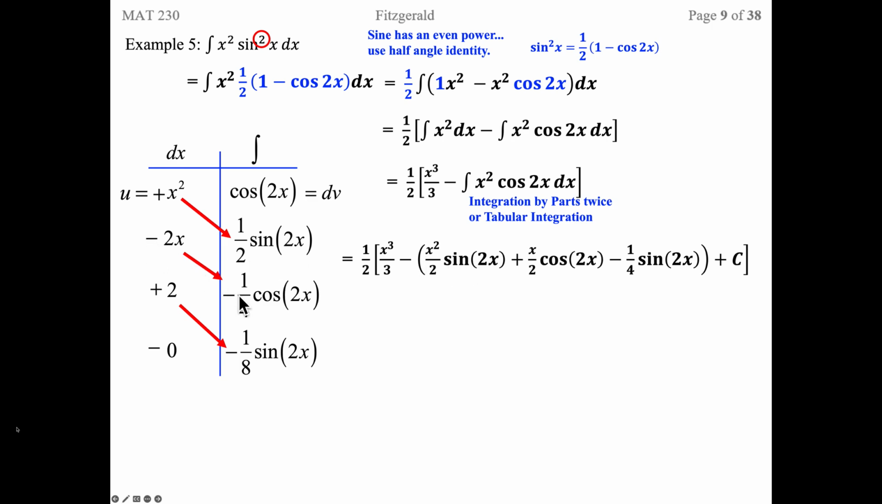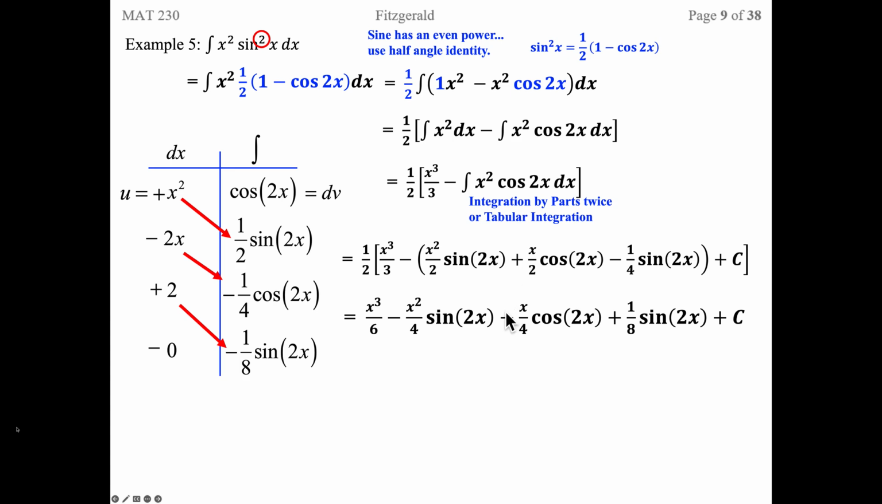A negative times a negative is a positive, 2x over 4, or reduce it to x over 2 cosine of 2x. 2 times negative 1/8 is going to be a negative 1/4 sine of 2x plus c. We're going to distribute in the minus sign, which is going to change all the signs, and I'm going to distribute in the 1/2 to everybody. So 1/2 times my x to the third is x to the third over 6. 1/2 times x squared over 2 becomes x squared over 4, but also distributing the negative changes the sign.